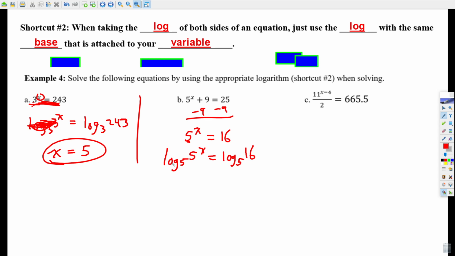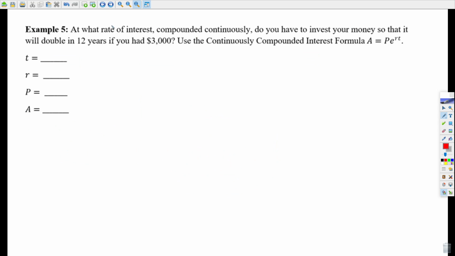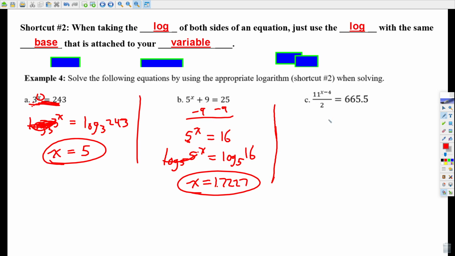So again, the left-hand side goes away. You just get x, which is what we want. The right-hand side, you'd have to use the calculator, so I will type that in. And we get, looks like 1.7227. If you got 4 decimal places. Okay, last one, and then you should be able to do everything in the huddle besides the one word problem we have to go over.